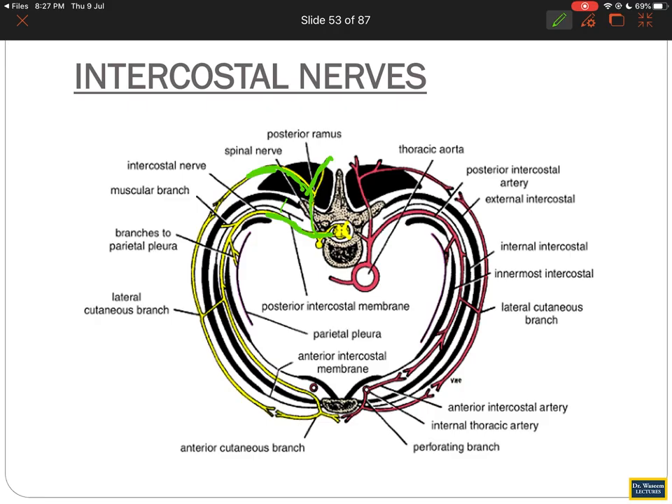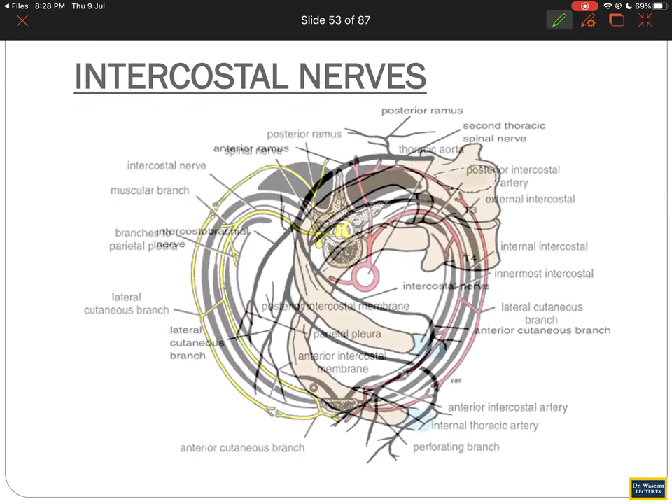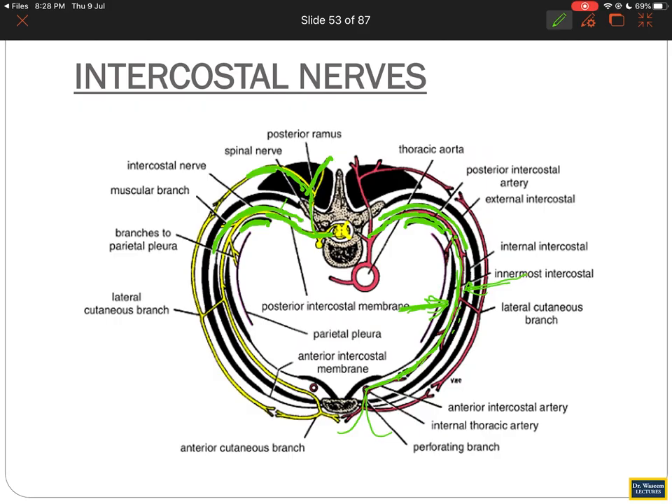At that time it was the posterior intercostal membrane that was present. So it enters between the subcostalis, part of the transverse thoracis, and the posterior intercostal membrane. Then it comes between the innermost intercostal, this one, and the internal intercostal. Then it is coming like this. This is the artery, but the nerves are running here also. This is the intercostal nerve which you are seeing here. See this again, the intercostal nerves which are running like this.